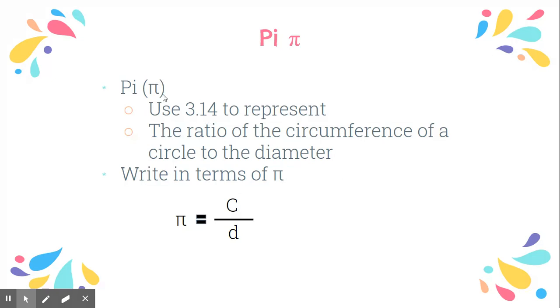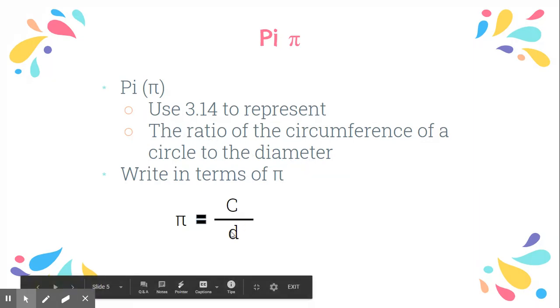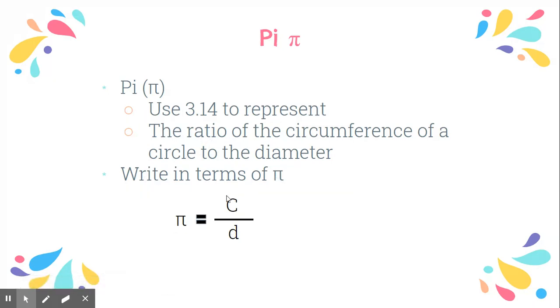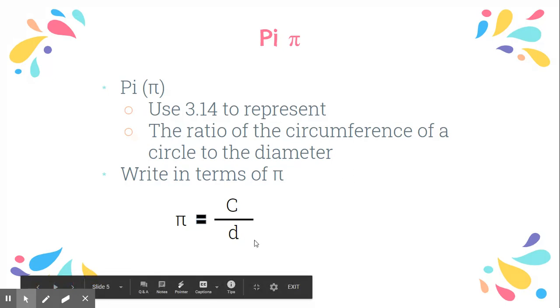But when we're doing it by hand, we do 3.14. When you put it in a calculator, there's a pi symbol that you should be able to use to calculate it in there, and it'll make it more exact. But for our purposes, we're going to use 3.14. Like I said, it's the ratio of the circumference of a circle to the diameter. Now remember, ratio just means we're writing it as a fraction, okay? So to write it in terms of pi, that means pi equals our circumference divided by a diameter.